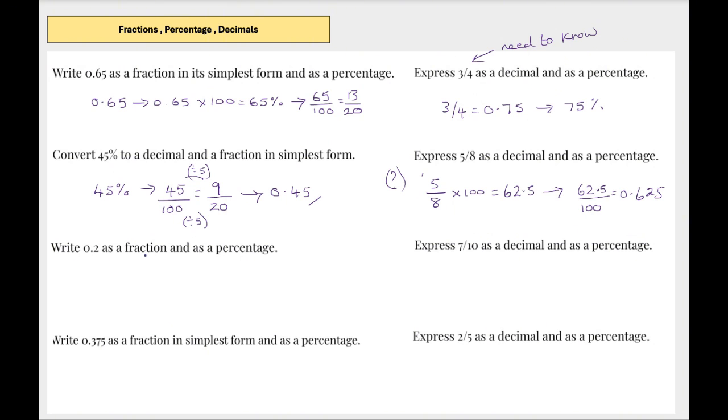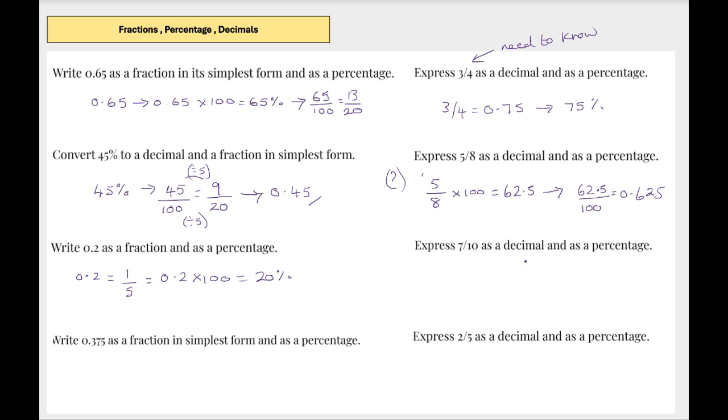Right, 0.2 as a fraction and as a percentage. So 0.2, come on guys, you should know this, equals what as a fraction? It's going to be 1/5, isn't it? And you can't simplify that. And then as a percentage it's just going to be 20%. And we work that out by 0.2 times 100 equals 20%.